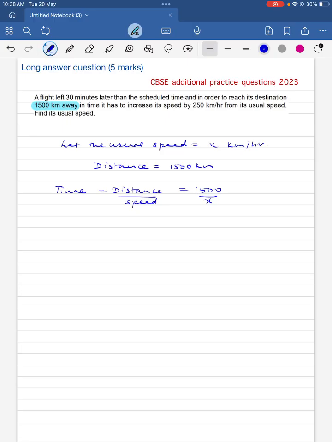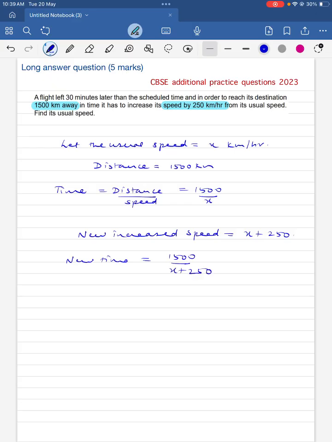Now, unfortunately, the flight left a little late. So it had to increase its speed. So the new increased speed is equal to, they've said that the speed was increased by 250 kilometer per hour. So that is x plus 250. Now the distance remains the same. So the new time taken would be 1500 divided by x plus 250.